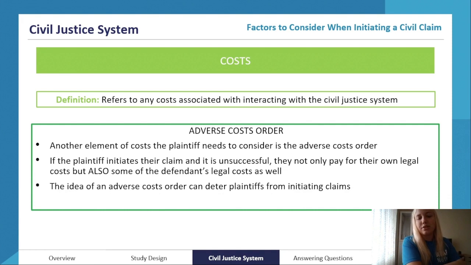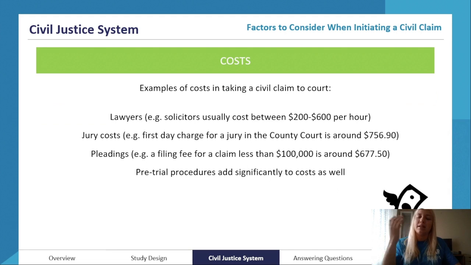The idea of an adverse cost order can deter plaintiffs from initiating claims because it's a fear of losing even more money if you're unsuccessful. So if you're already in a bad position, the idea that you'll lose even more financially. So some examples of costs you can see on the slide there. Very, very expensive.